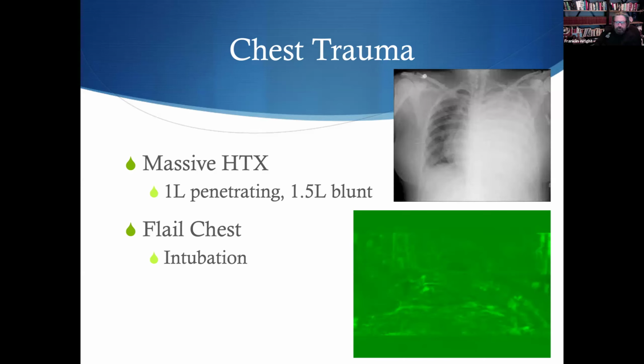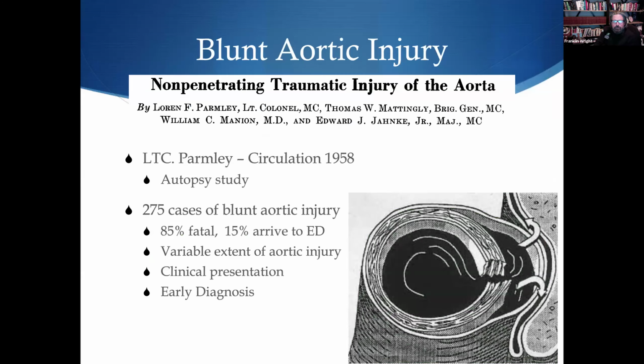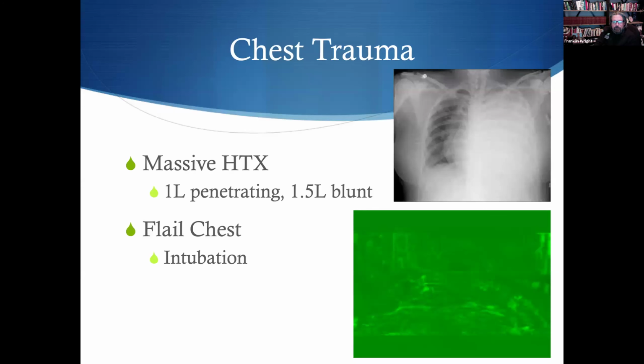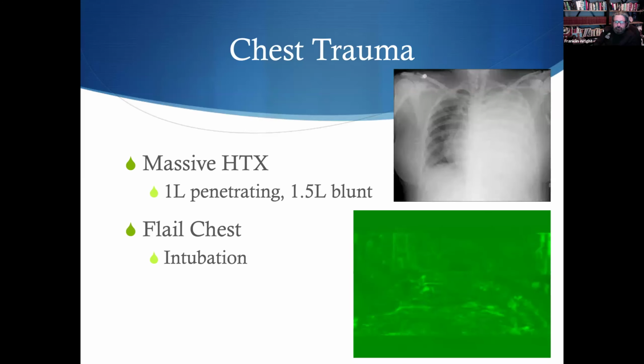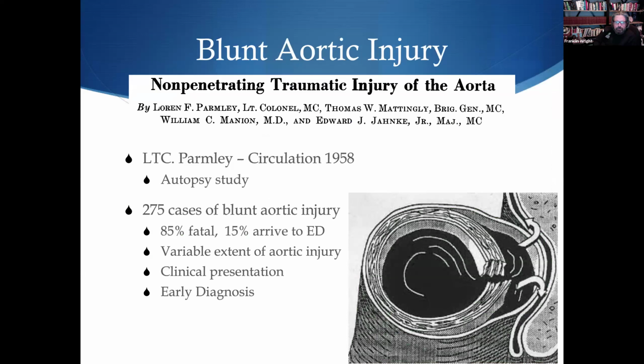My flail chest video looks like it's kind of green. I have it again later in the talk, so hopefully the other one shows up. But flail chest, we'll talk about a little bit more. I know I talk about flail chest, so I'm going to come back to flail chest a little bit later.